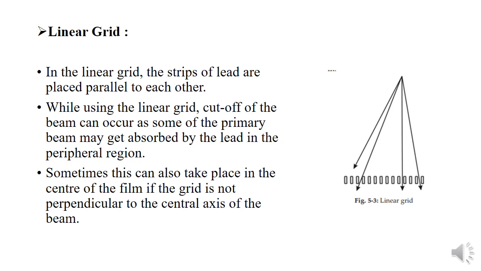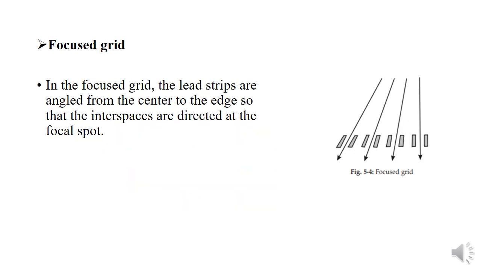While using the linear grid, cutoff of the beam can occur as some of the primary beam may get absorbed by the lead in the peripheral region. Sometimes this can also take place in the center of the film if the grid is not perpendicular to the central axis of the beam.